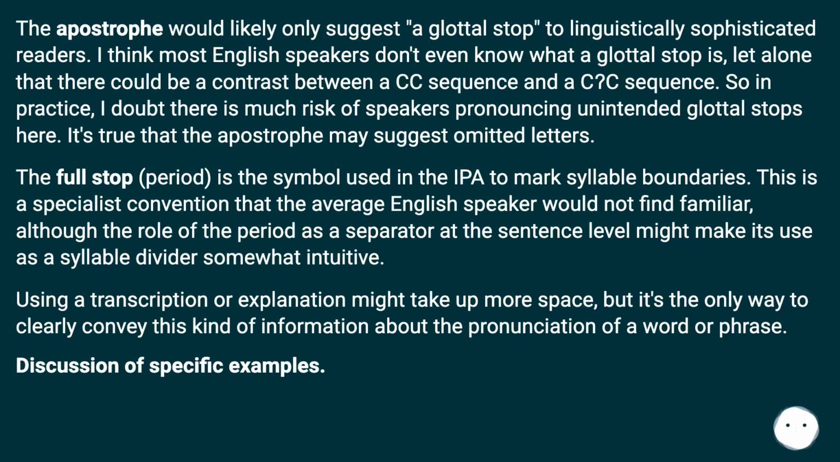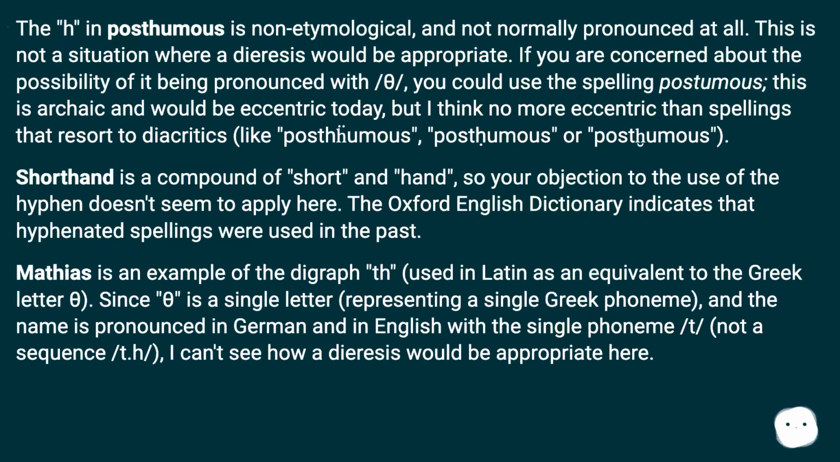Discussion of specific examples. The H in posthumous is non-etymological, and not normally pronounced at all. This is not a situation where a diaeresis would be appropriate. If you are concerned about the possibility of it being pronounced with /theta/, you could use the spelling posthumous. This is archaic and would be eccentric today, but I think no more eccentric than spellings that resort to diacritics, like posthumous, or posthumous.